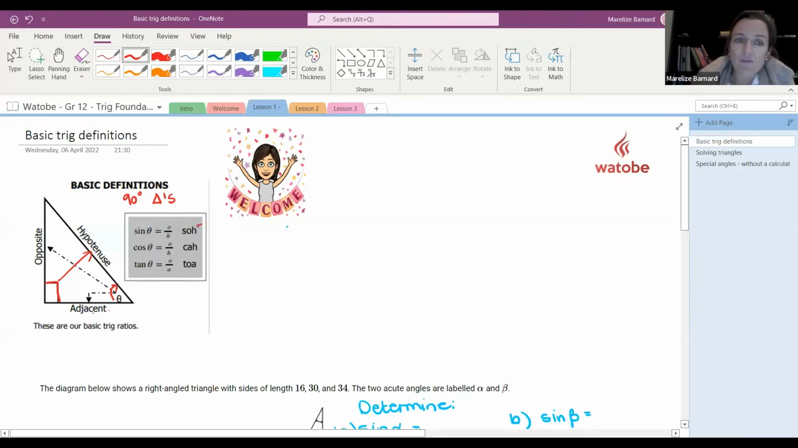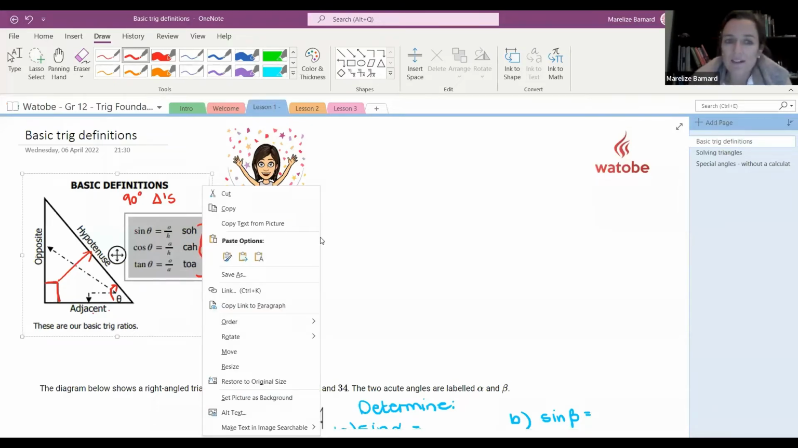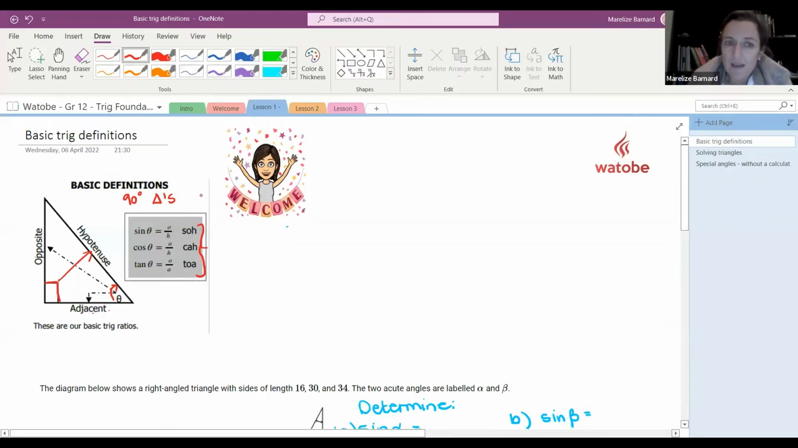Okay, so maybe you've learned these three. Maybe you've learned it as SOH CAH TOA. That's one way of remembering it. But those are our three basic trig functions: sine, cos, and tan.